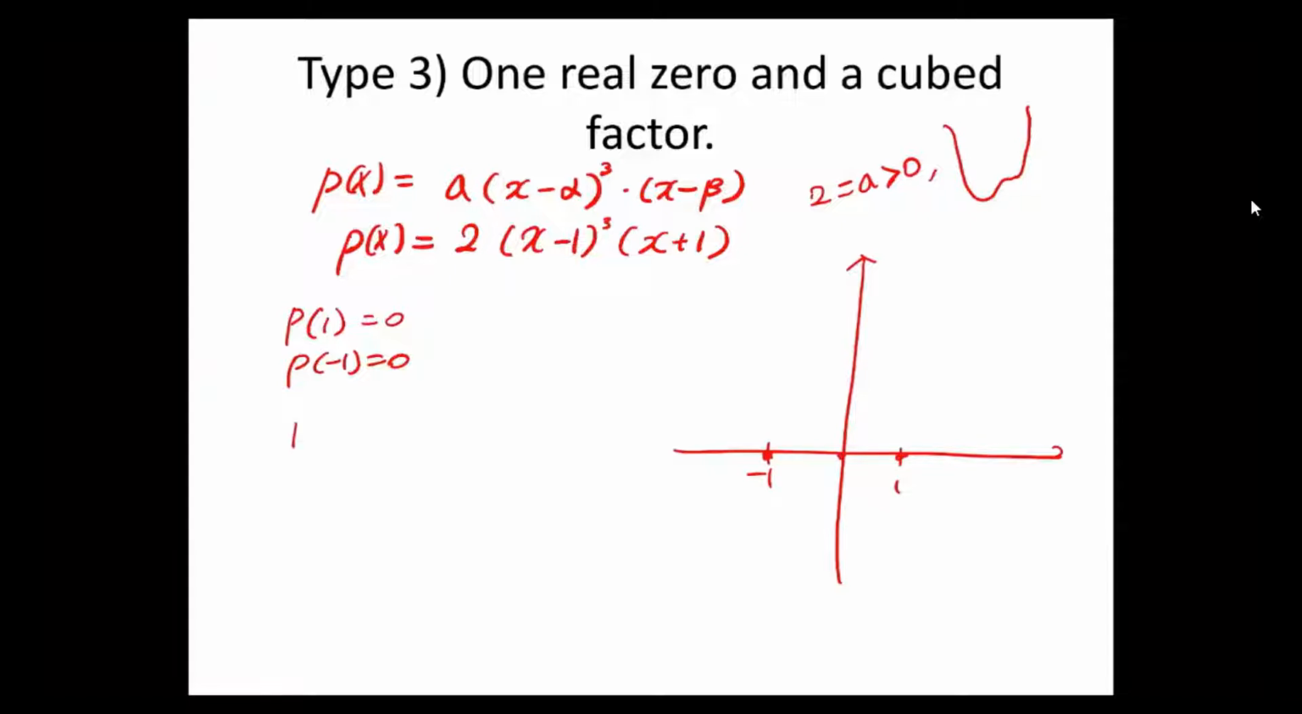What's going to happen when x is 0? So 2 times negative 1 cubed makes it negative 2. So when x is 0, you have negative 2. So you're going to have something like, you have to go up because that's generally going up, concave up. And then when you hit 1, after 1, you're also going to go upwards. But when you have a zero that is repeated 3 times, around here, it's kind of flat.